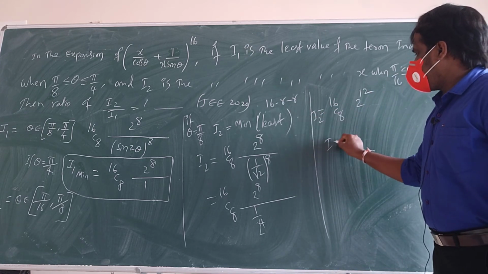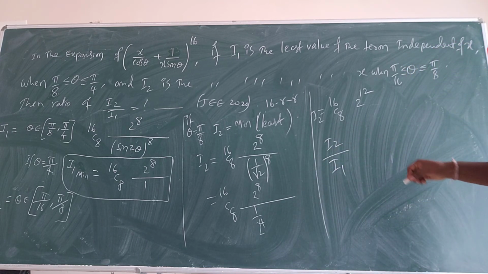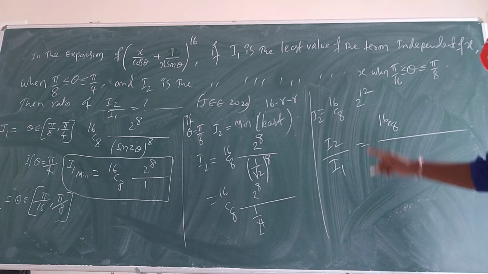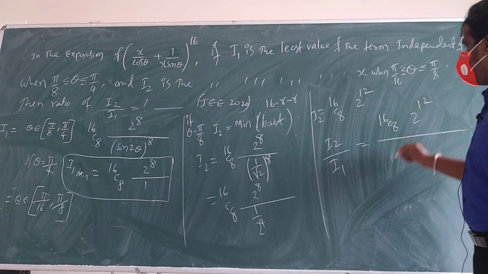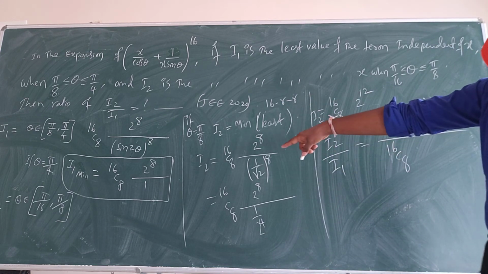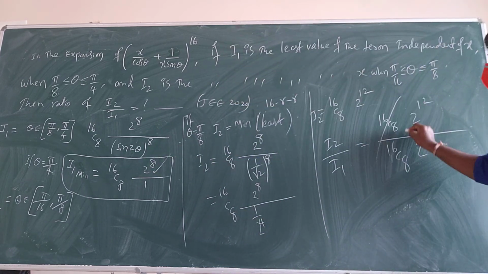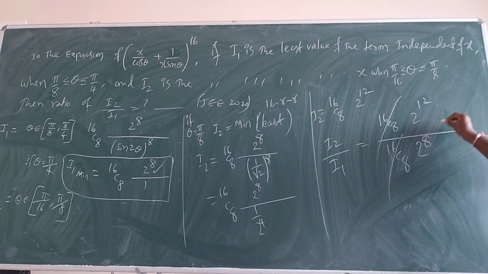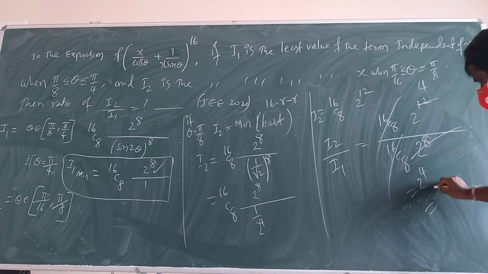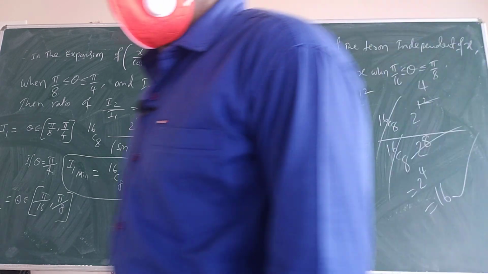What is asked here is I2 by I1. I2 is 16C8 times 2 power 12, and I1 is 16C8 times 2 power 8. 16C8 cancels, and 2 power 12 over 2 power 8 gives 2 power 4, which is 16. That is the answer. Understood?